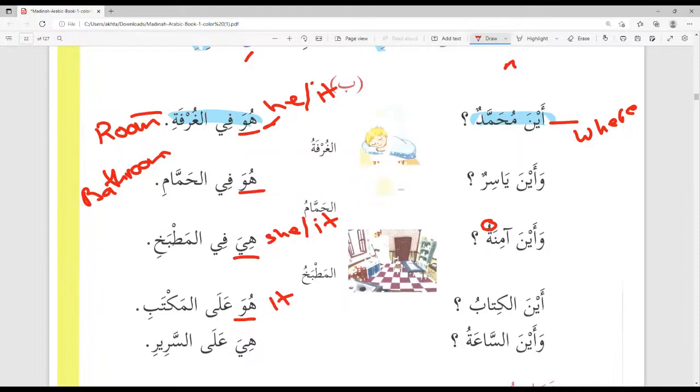وأين الساعة؟ هي على السرير. نعم. طلحة, ما معنى وأين الساعة؟ And where is... forgot what sa'a means. Sa'a has many meanings. It can mean watch, it can mean clock, or it can mean hour.